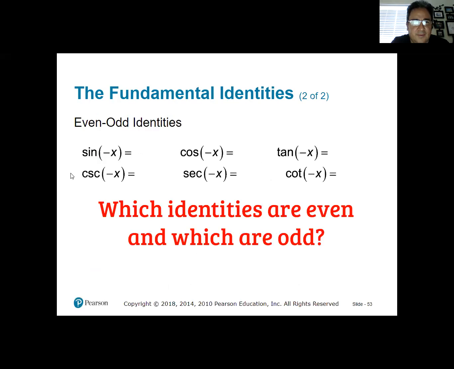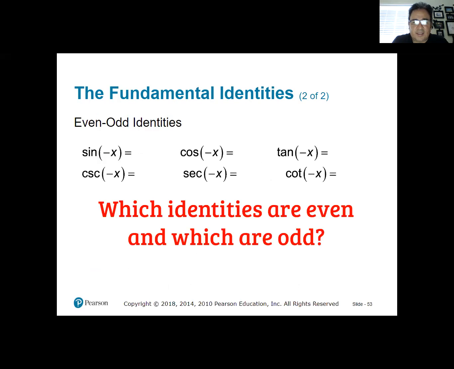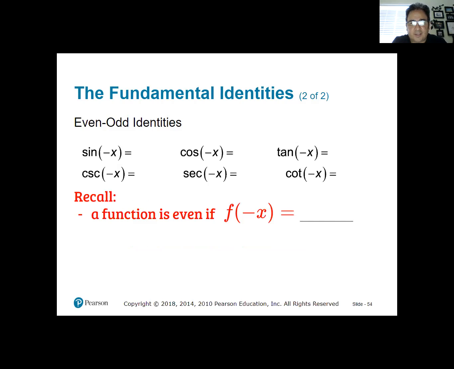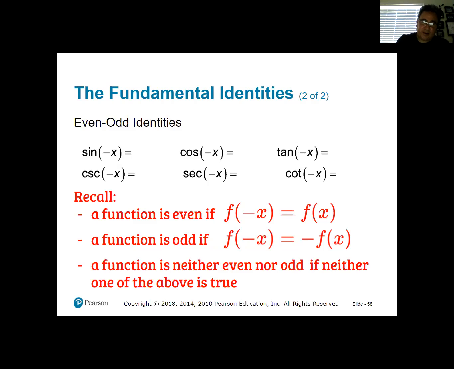There we go. So, even and odd identities. Which identities are even and which ones are odd? Let's think back to when we talked about functions. If a function is even, f of negative x is equal to what? f of x. And if a function is odd, f of negative x is equal to negative f of x, right? That's an even function and an odd function. And if it's neither one of those, then it's neither even nor odd.